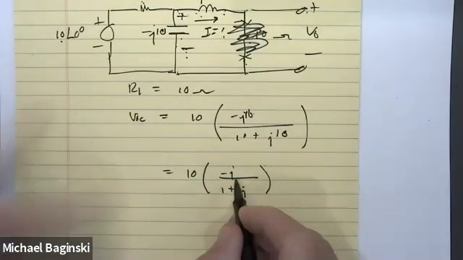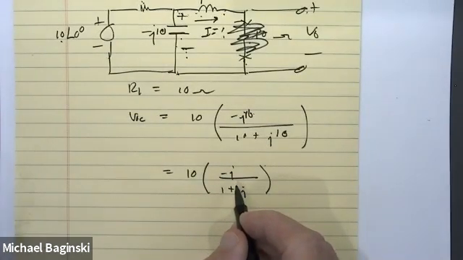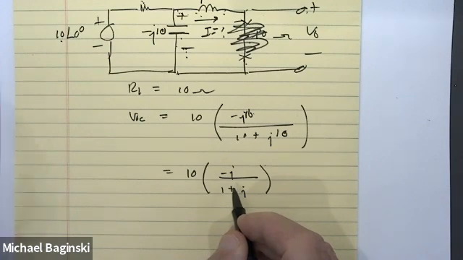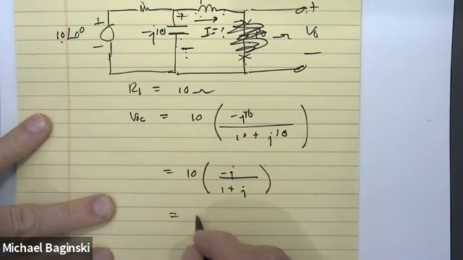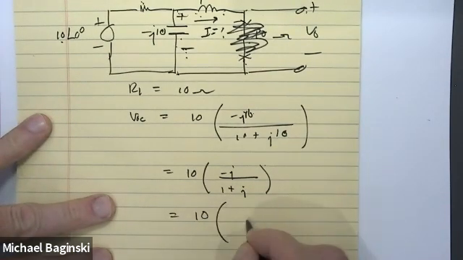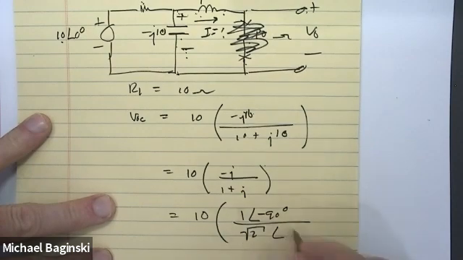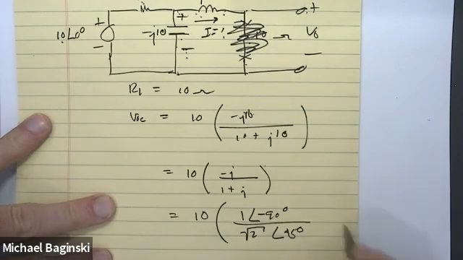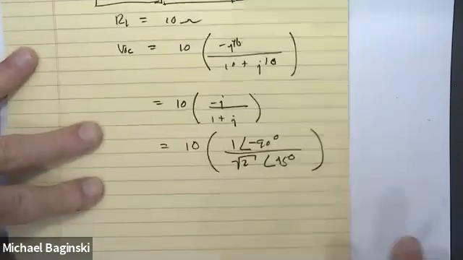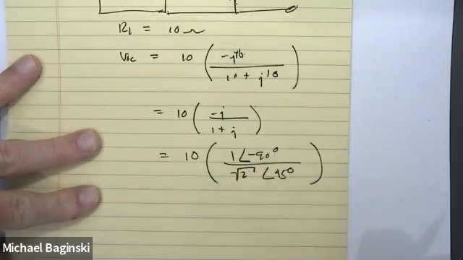And I know minus J is really 1 at an angle of minus 90. Do you follow me now? Y'all hear me back there, guys? All right, so now I can say that this is equal to 10, and this is simply 1 at an angle of minus 90 degrees, and this is square root of 2 at an angle of 45 degrees. Now, does everybody see that? This is how professors do this. We don't usually use a calculator unless it's absolutely necessary.